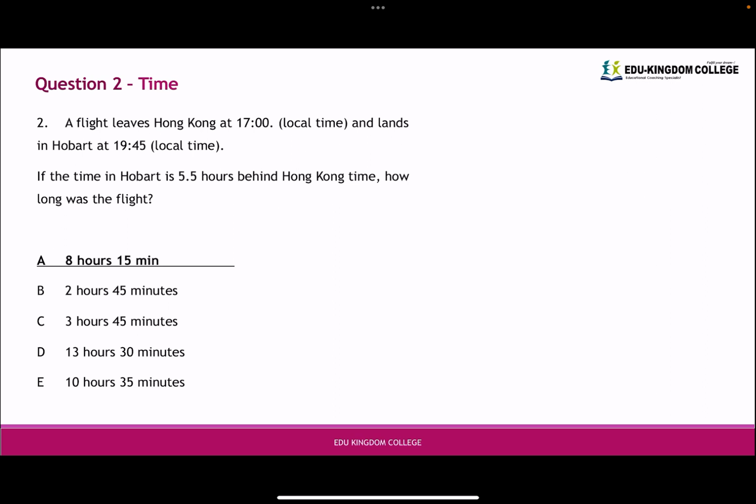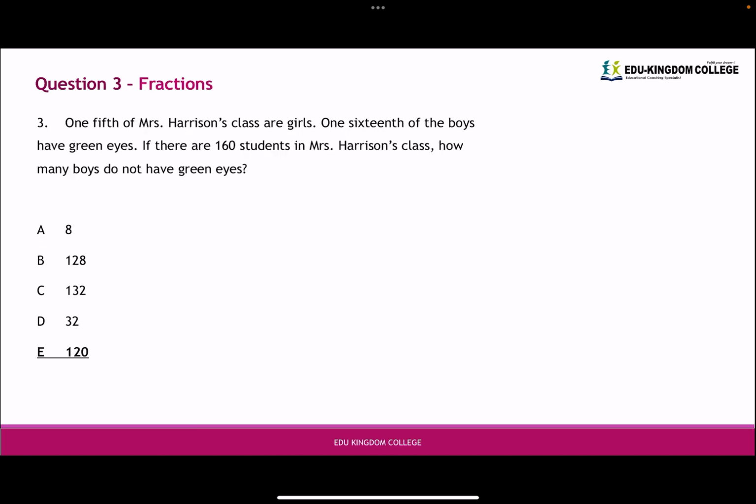Now, question 2. A flight leaves Hong Kong at 17 o'clock and lands in Hobart at 19:45. If the time in Hobart is 5.5 hours behind Hong Kong time, how long was the flight? So what we need to do is change one of them into the local time of the other. So let's change Hong Kong. Let's say they left at 17 Hong Kong time, but that would be 5.5 hours ahead of Hobart. So let's subtract 5.5. Let's go back 5.5 hours. So that's 11:30. Now 11:30 to 19:45 is going to be 8 hours and 15 minutes.